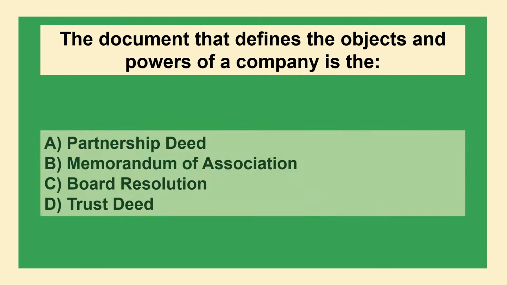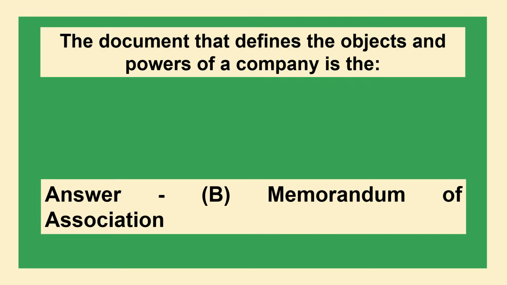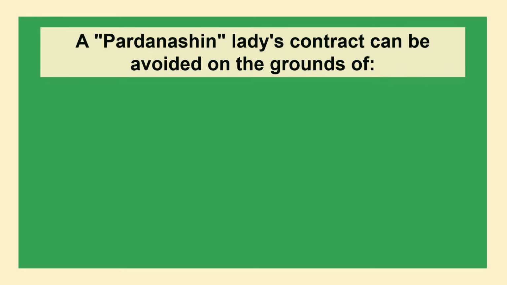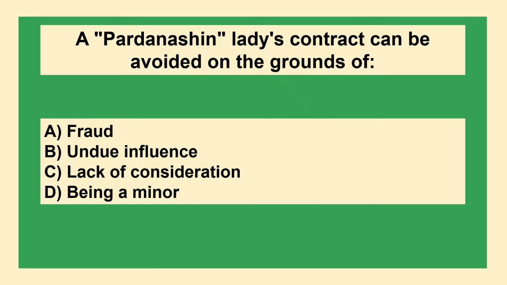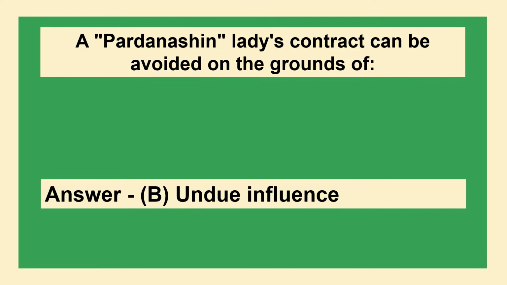The next question is, a document that defines the objects and powers of a company is the option A, partnership deed; option B, memorandum of association; option C, board resolution; option D, trust deed. The correct answer is option B, memorandum of association. The next question is, a Pardanashin lady's contract can be avoided on the grounds of option A, fraud; option B, undue influence; option C, lack of consideration; option D, being a minor. The correct answer is option B, undue influence.